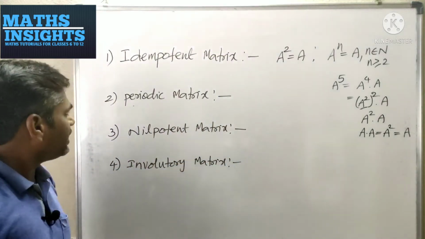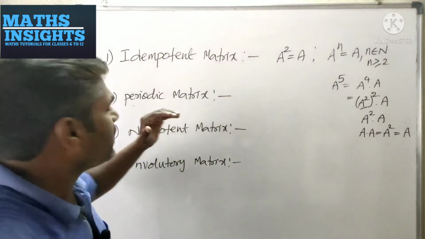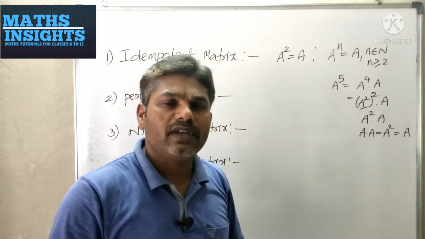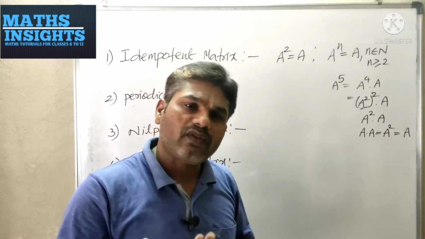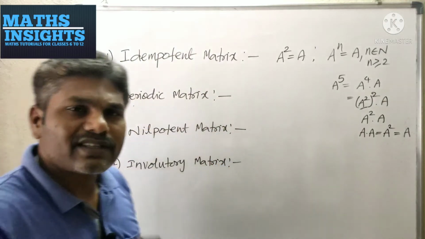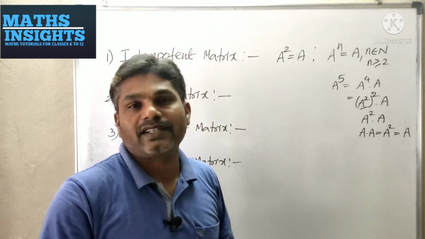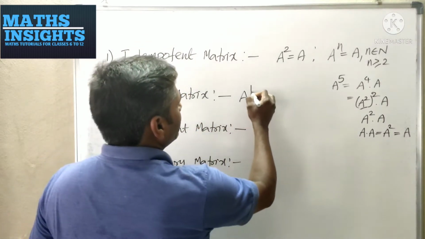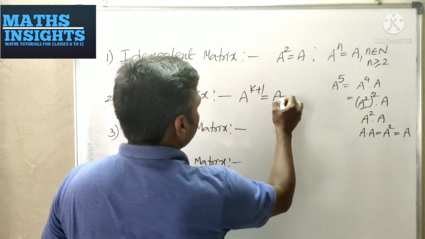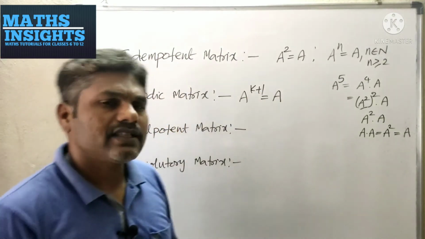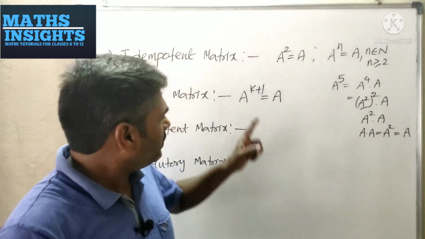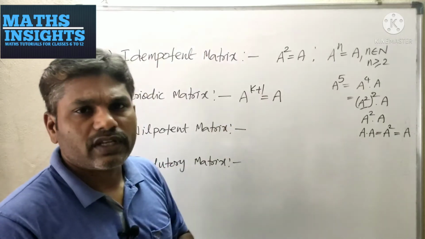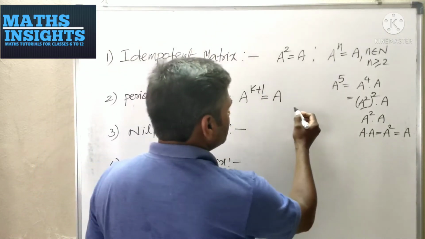Next, second type of definition is periodic matrix. A square matrix, let A, whatever the name may be, you may take A, B, C or D, whatever it may be. A square matrix A is said to be periodic if it satisfies the relation A power k plus 1 is equals to A, where k is a positive integer. Whenever you take a matrix A and A power k plus 1 is equals to A, I am taking an example for this.